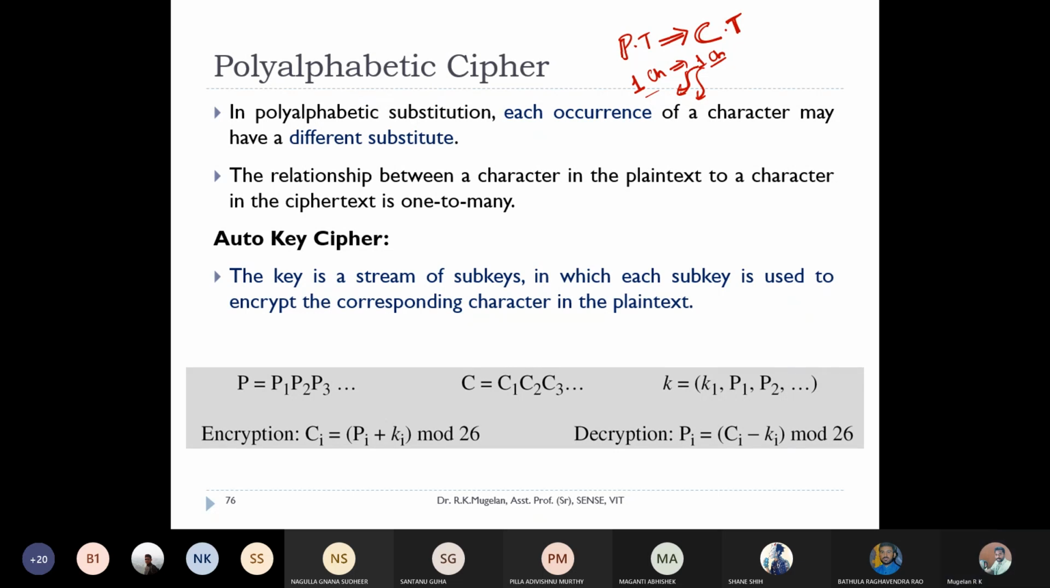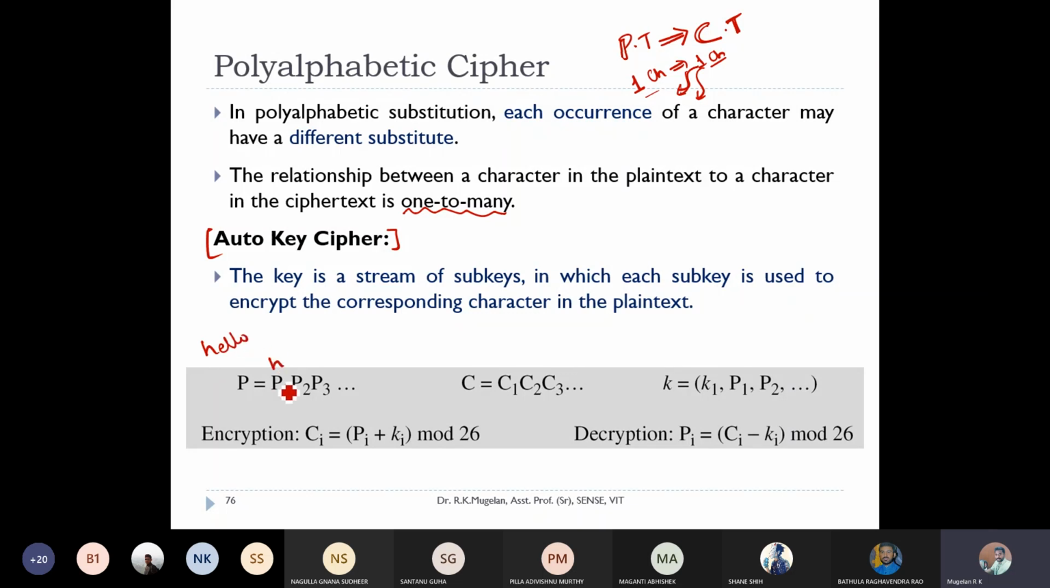Okay, they want to create a one-to-many relationship. In this criteria, the first developed polyalphabetic cipher is called the autokey cipher. What they did is they have a stream of plain text. For example, we just saw a message, hello, right?